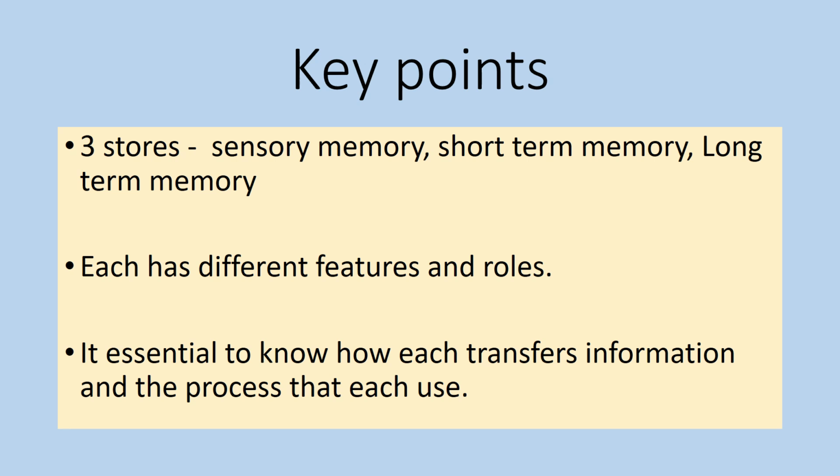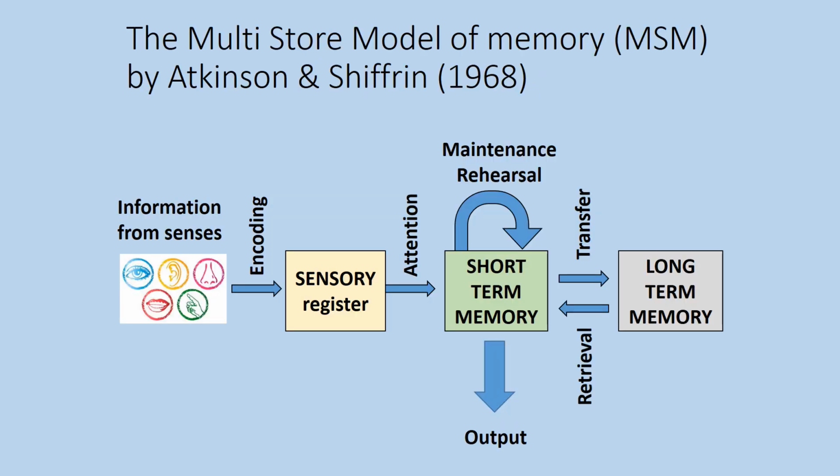But we also need to know how it moves information from one system to the next, which is going to be both a strength of the model and also a weakness, because it shows us how information moves through the brain, but it also doesn't show us as clearly as it could other features. So here we go. This is the sort of visualization of the model. This is it drawn out.